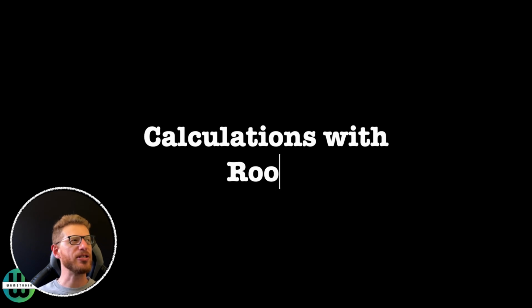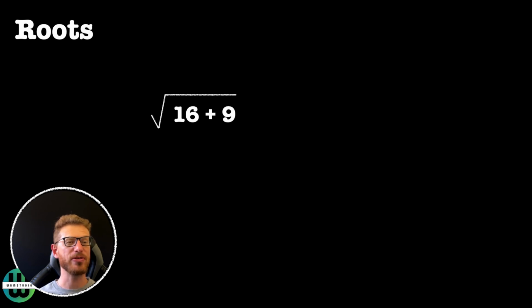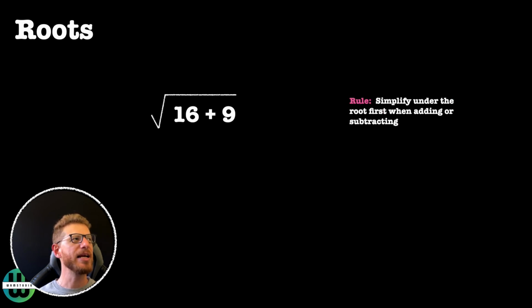Let's now do calculations with roots. In my first example here, we're going to look at something very basic. I've got 16 plus 9 under the square root. Here is a very important rule to remember. The rule says that we have to simplify under the root first when adding or subtracting. This means that I'm going to first add the 16 and the 9 together since they're both under the square root. That's going to give me the square root of 25. Now I'm going to take the root. 5 times 5 is 25. Drop the root and I've got my answer, 5.